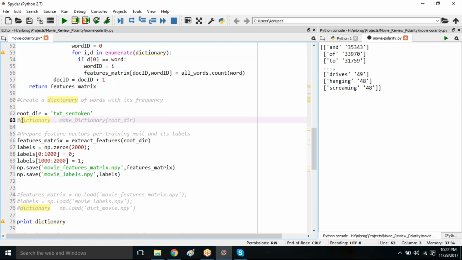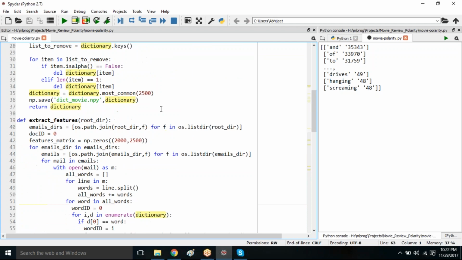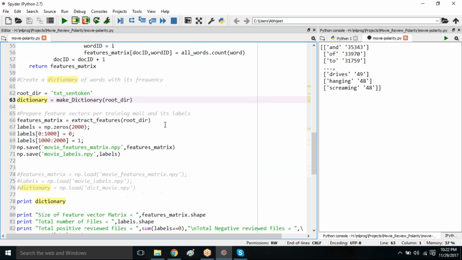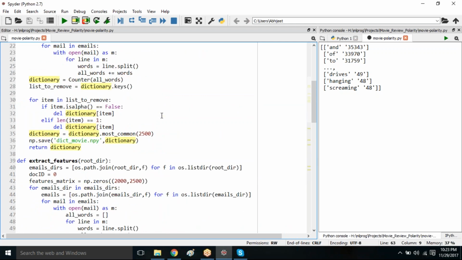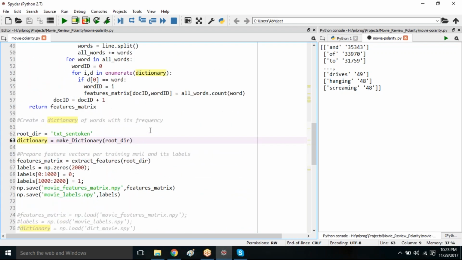Extract feature. Okay, I got it. Yeah, now there is no error. This dictionary is also there. So see, the first step was to make the dictionary. That dictionary I have made of 2500, or 25,000. No, 2500 most common words. Okay. Now we will extract some features.